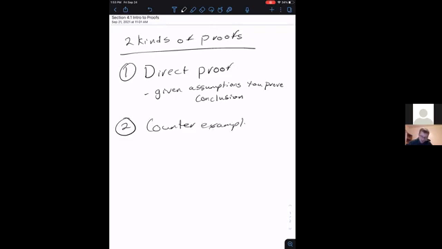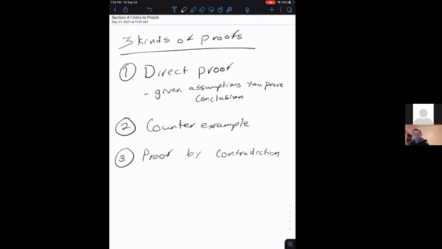The other type of proof is a counterexample. And the counterexample proof or proof by contradiction, which are slightly different. So actually, I'm going to make that a third kind, proof by contradiction. If you've seen something called induction, that's technically a direct proof, so that's why we don't list it separately. A counterexample is when you're trying to disprove something. You just find one counterexample and the whole proof falls apart.